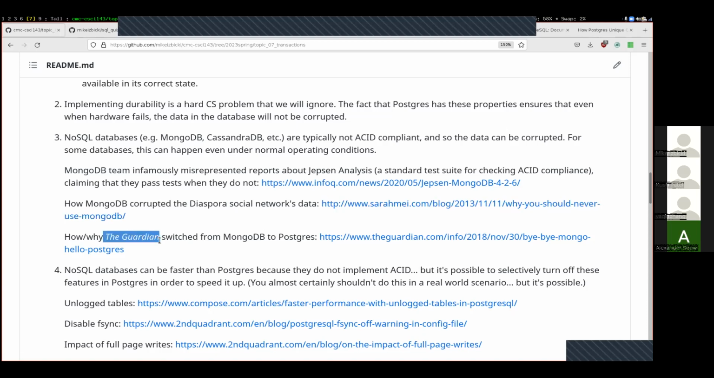And famously, The Guardian, the famous British newspaper, used to use MongoDB to store all of their news articles on their website. But then they suddenly realized that their news articles were disappearing and they didn't know why. It turned out to be because of MongoDB not supporting the ACID guarantees that they were depending on and just randomly dropping their data.